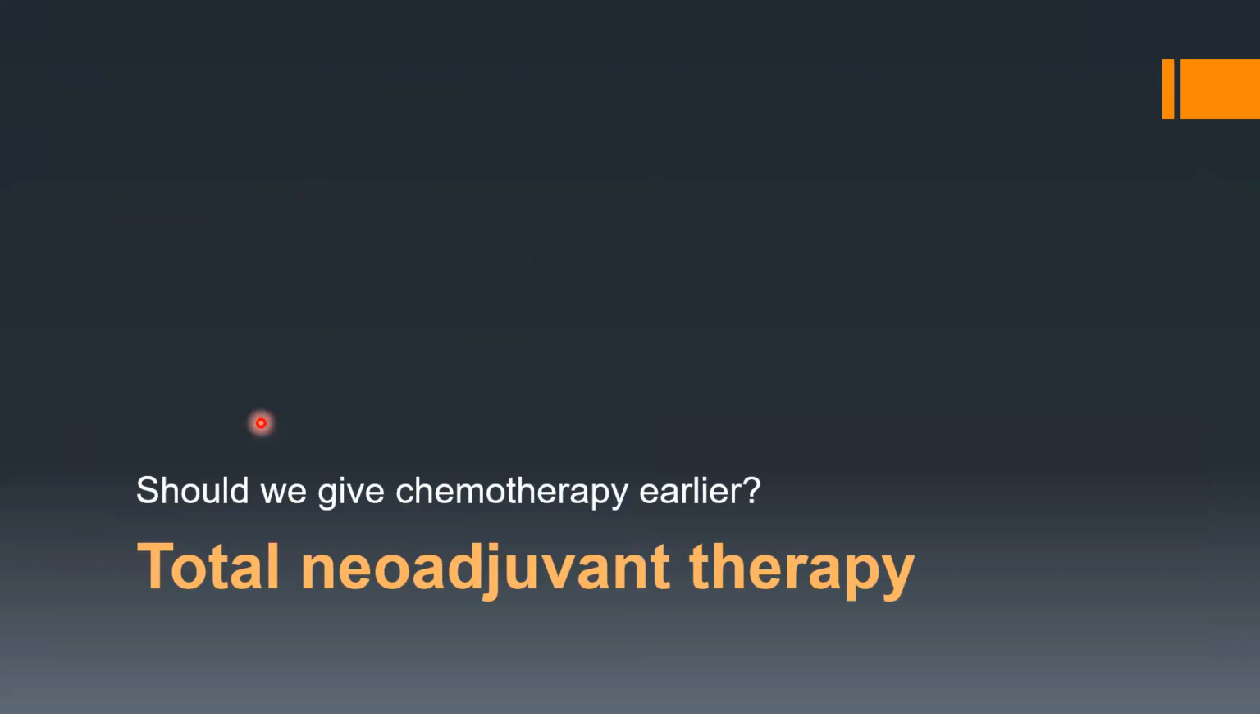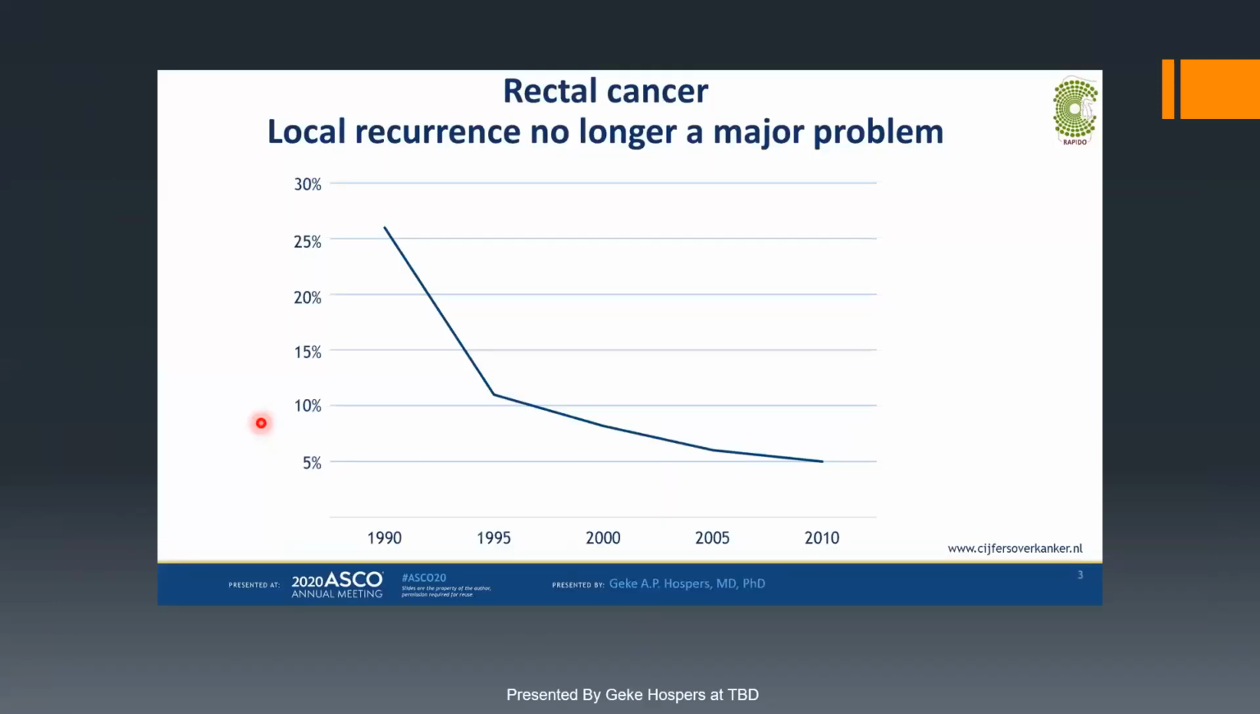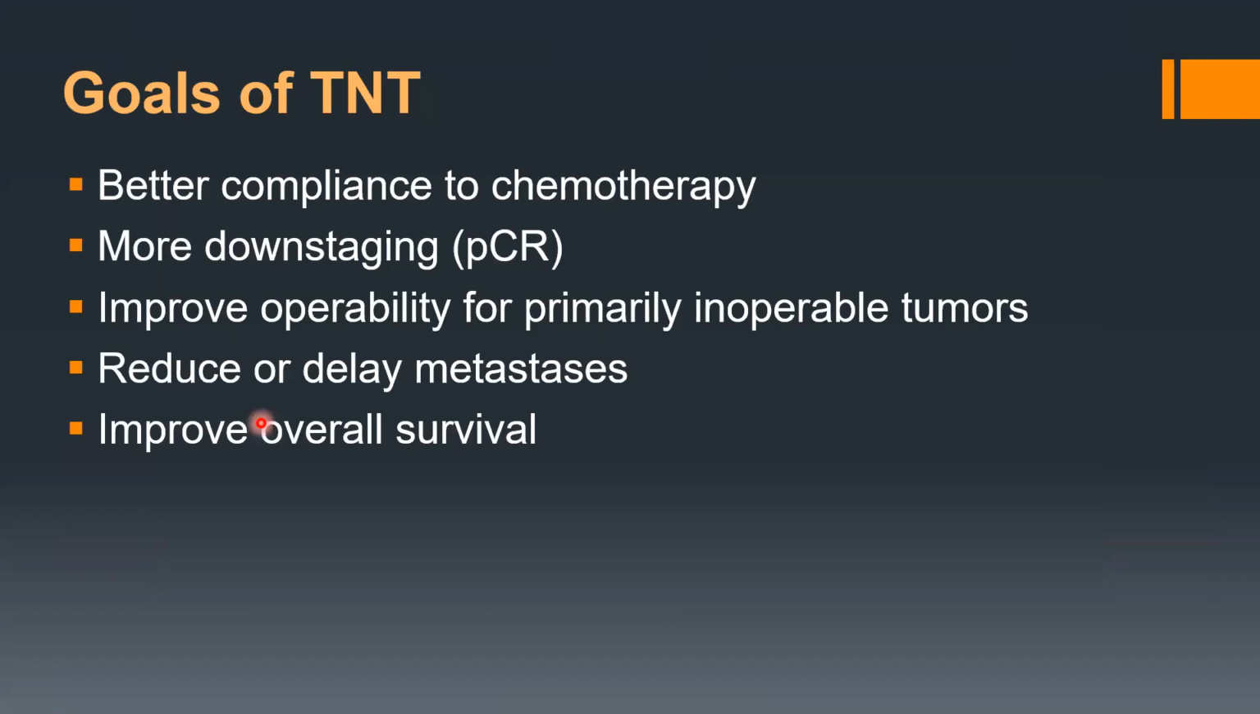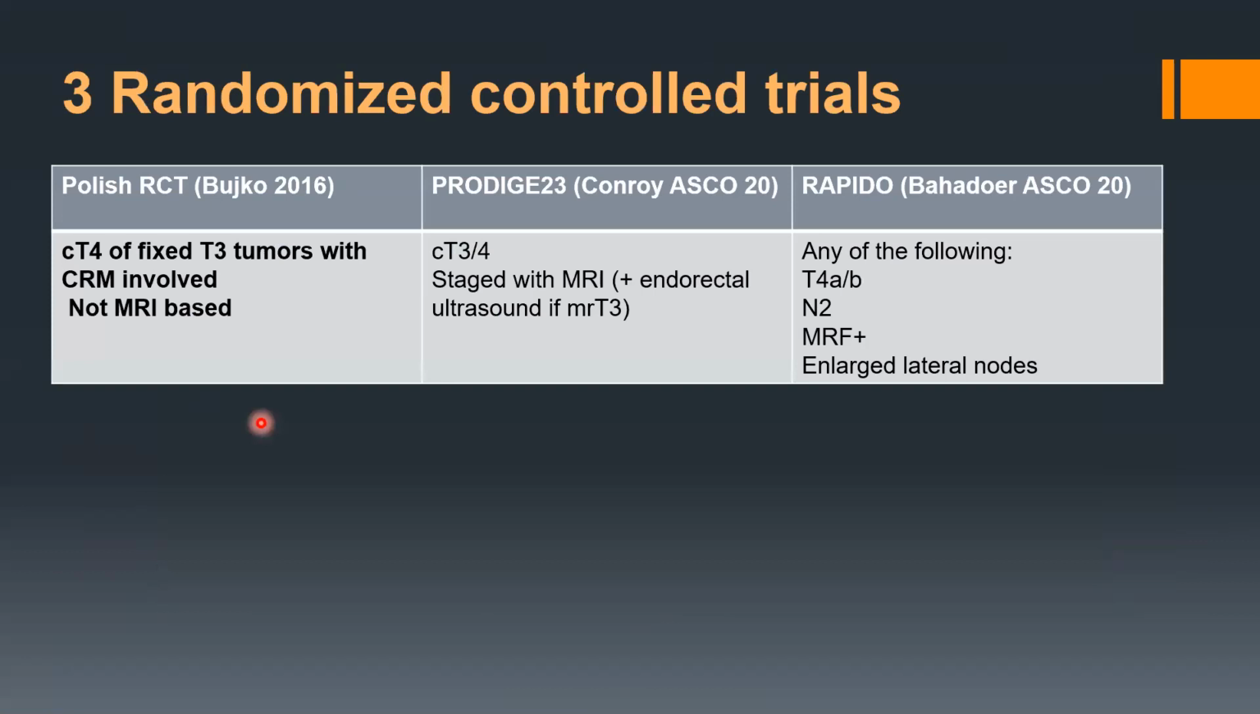Finally, we come to the question of total neoadjuvant therapy. This question has come up because the local recurrence rates are very low. But so the disease failure is mainly determined by distant metastases. So will bringing chemotherapy before the surgery improve this outcome? The goals of total neoadjuvant therapy are to provide better compliance to chemotherapy, allow more downstaging, improve operability, reduce or delay metastases, and improve overall survival.